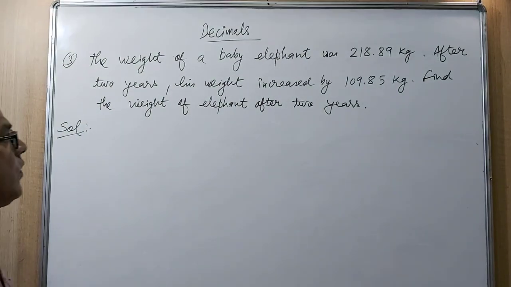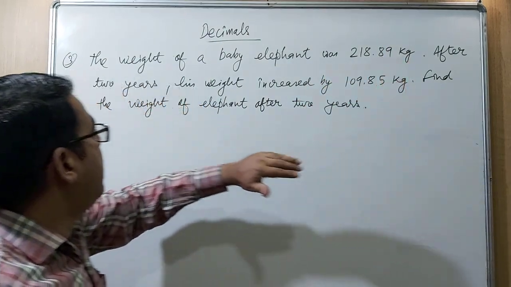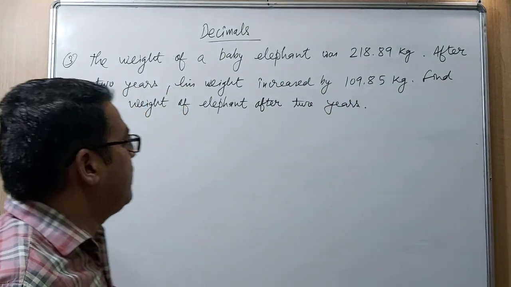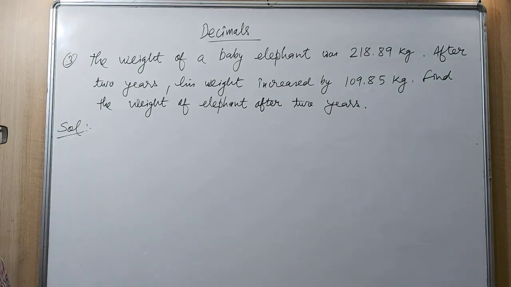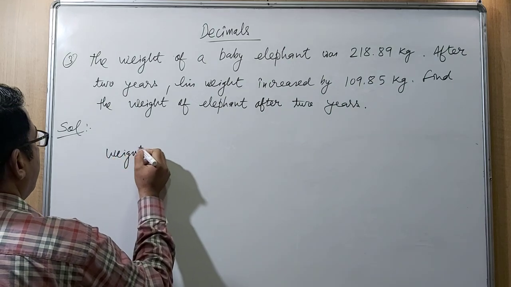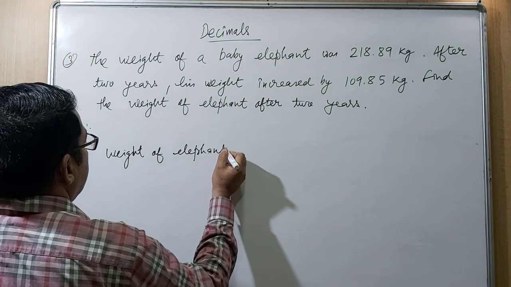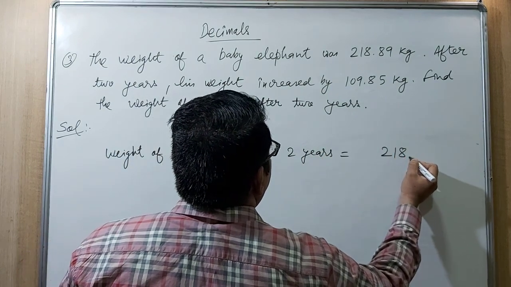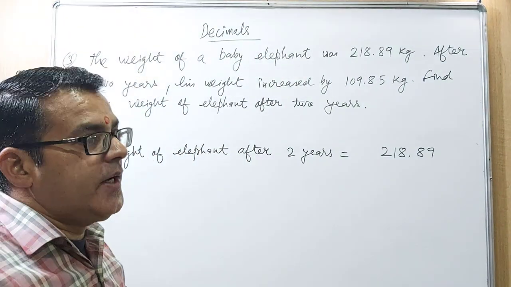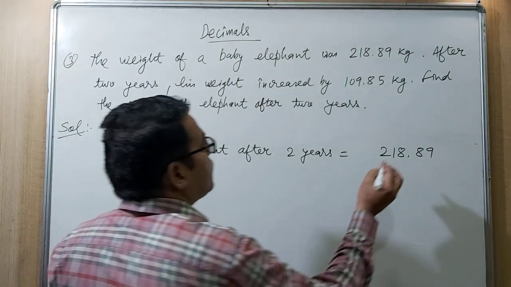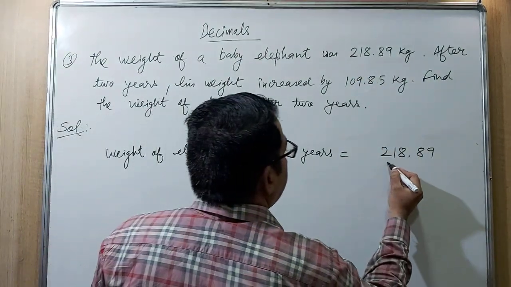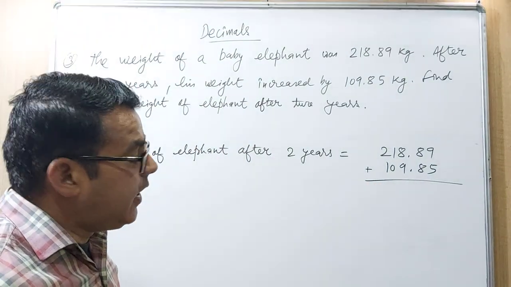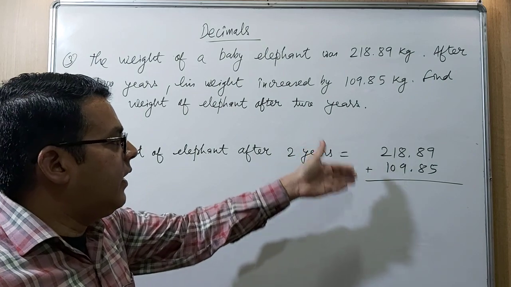Before 2 years, the weight was 218.89, and after 2 years he increased his weight by 109.85 kg. So what is the weight of the elephant after 2 years? We have to add, but before adding we have to write according to the place value chart. So we can write like this: 218.89 and 109.85 that he gained. So we can add both the weights, right? You can see that both are like decimals, so we can directly add.